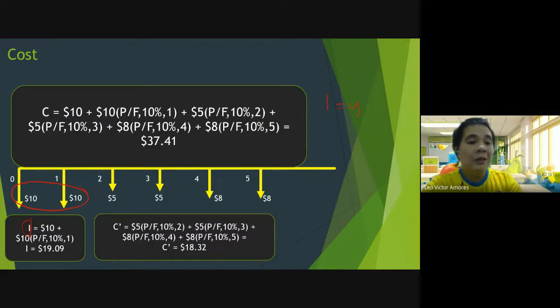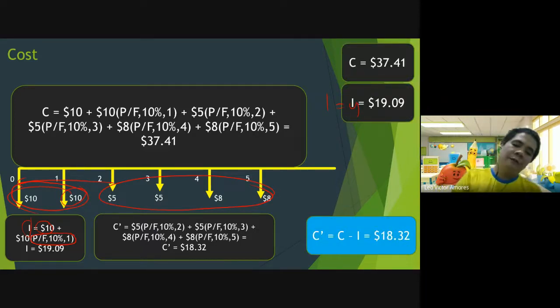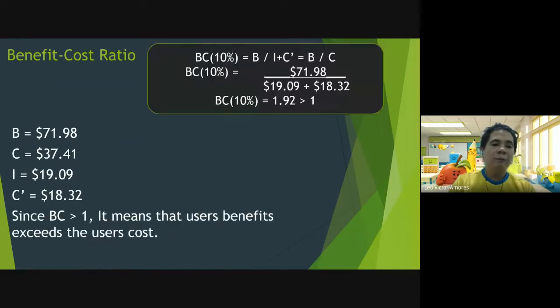You'll have to get the present worth at year 0 for both. That is $10 plus $10 over 1 plus 10 to the exponent of 1. This is its present value. Okay? So now we basically have the C, I, and C hat. Your C is 37, your I is 19.19. So we can already compute for the benefit cost ratio at 10% interest rate. That is B over C. Okay, so the answer is 1.92.